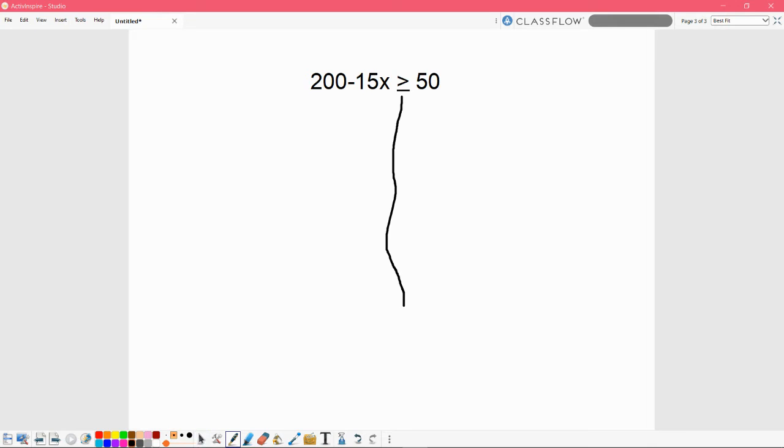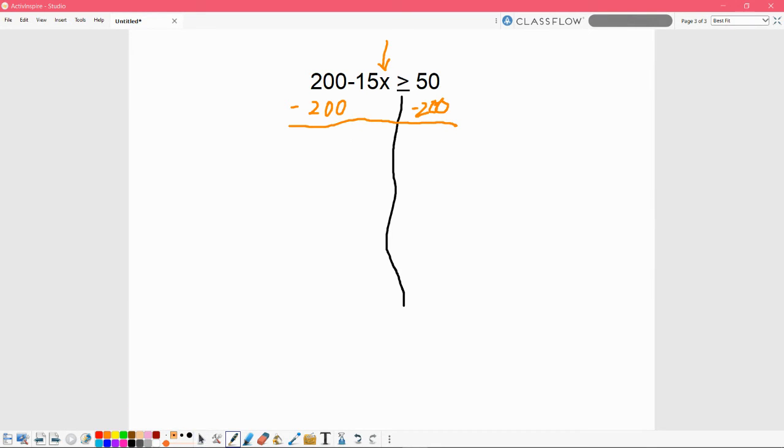All right. So again, my goal is to get this 1x by itself. Okay. So I'm going to solve again. I have a positive 200, and to cancel that out, I'm going to take away 200. And what I do to one side, I have to do to the other side. So the solving, if you notice, is pretty much the exact same.